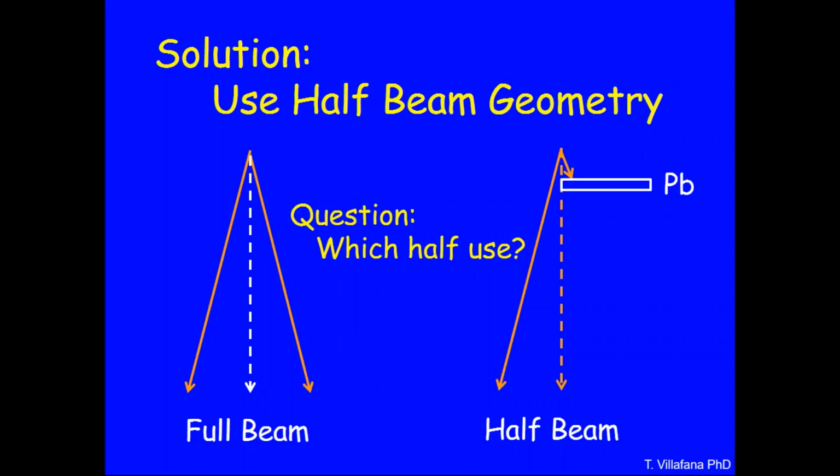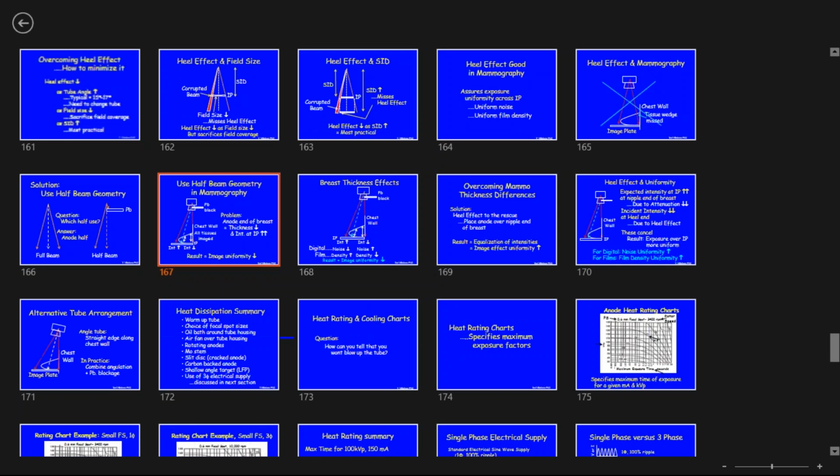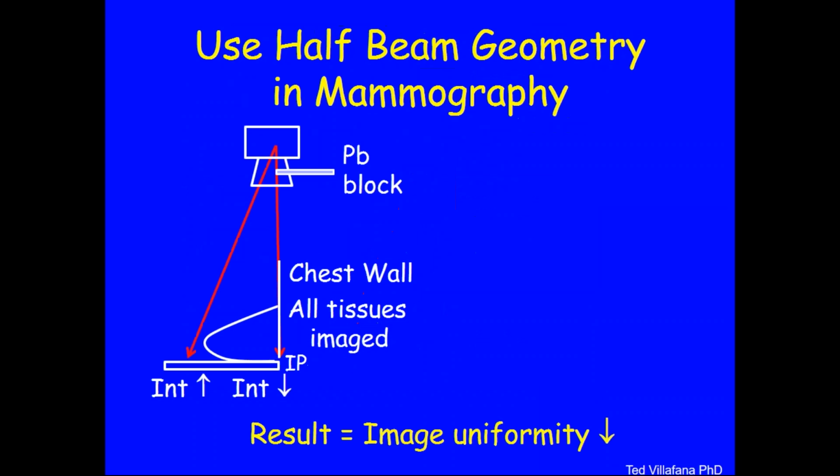So block out part of the beam, and what half of the beam are we going to use? You would think we would use the good part, the one that doesn't have heel effect, but now we actually use the anode half. How come? Let's see why. Again, we have that situation. There's your half beam geometry. You have your half beam geometry, so you solved the problem of the lost tissue wedge.